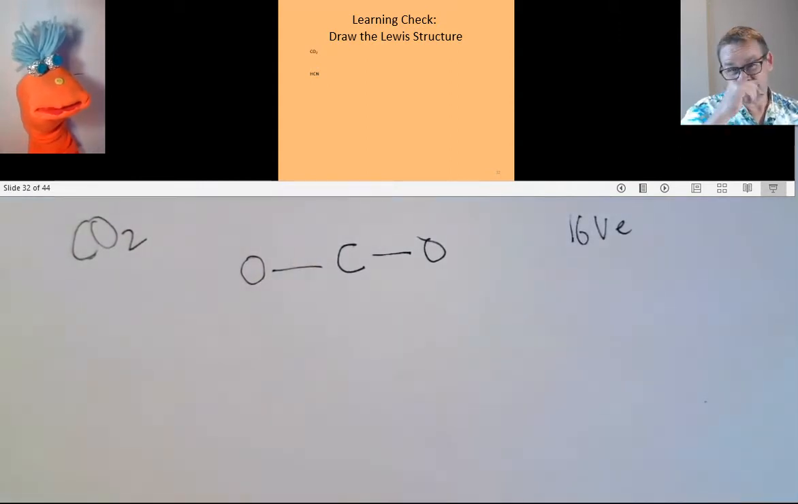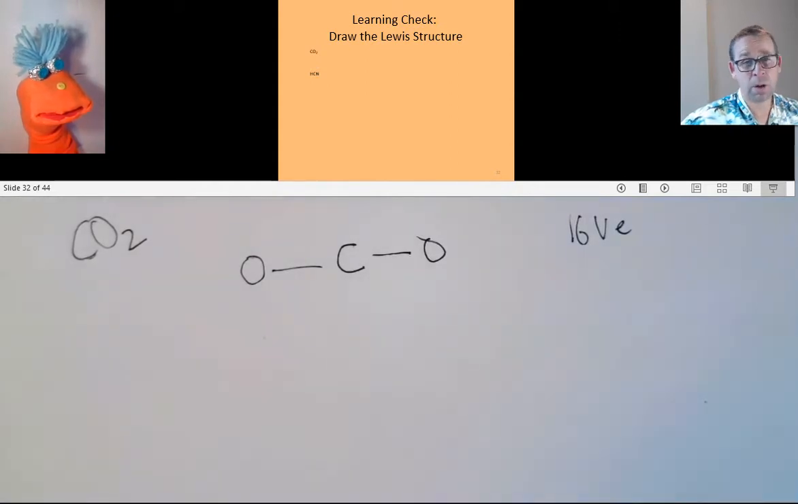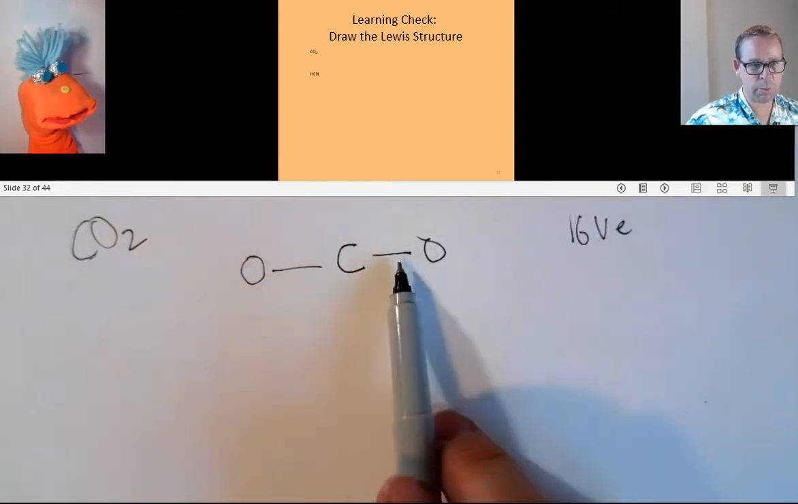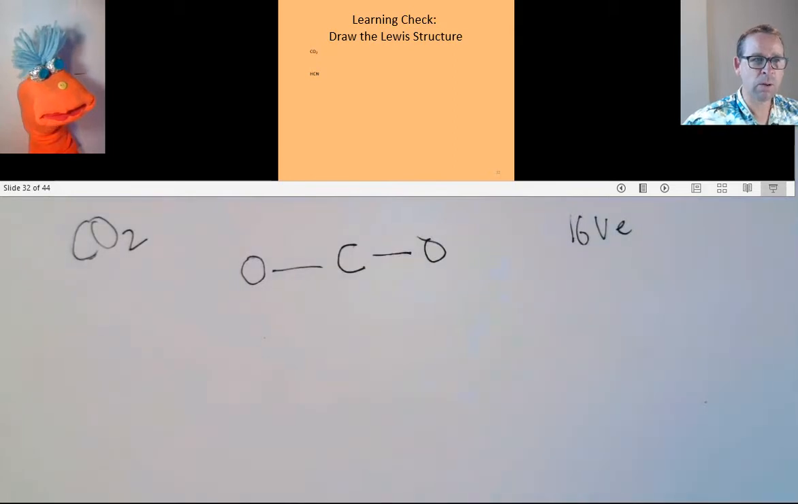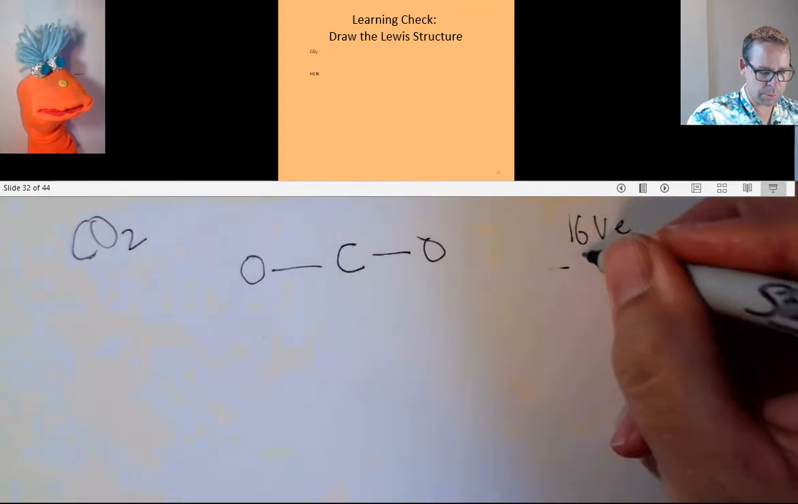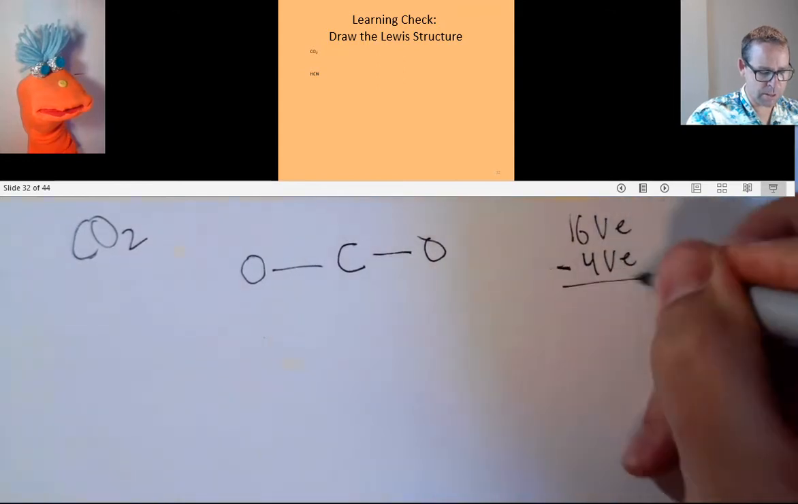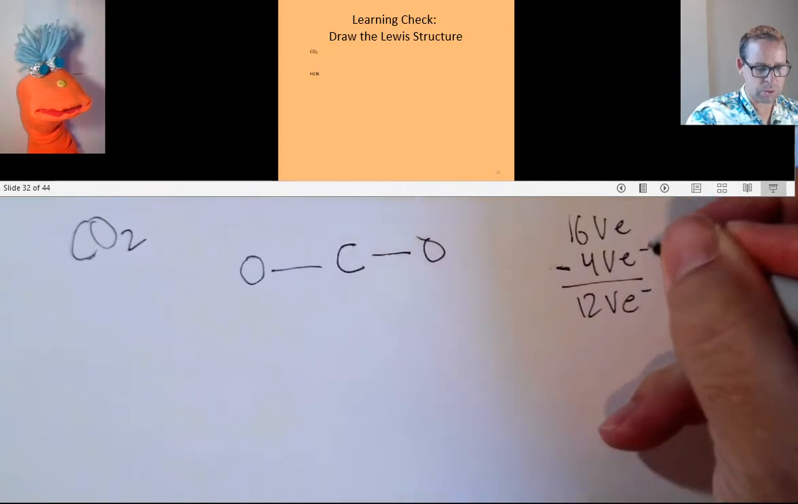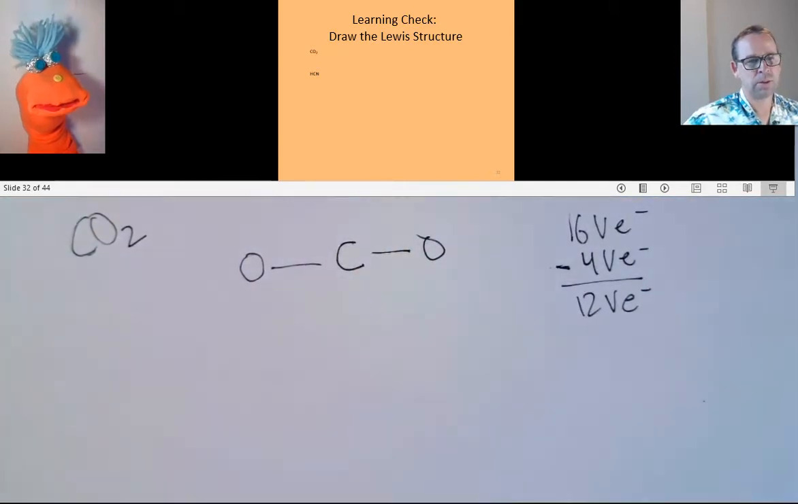Now, how many valence electrons do we already have up there? What do you mean? Well, we've drawn our skeleton structure, and we've already used up 4 valence electrons. Is that right? Oh yeah, so we only have 12 left. Okay, very good. So I have to subtract 4 valence electrons for my skeleton structure bonds that are already there, leaving me with 12 valence electrons.